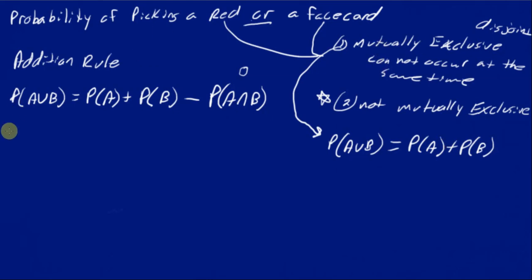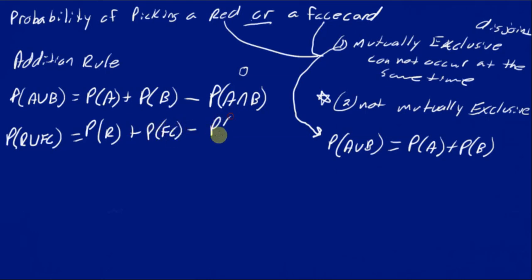So we've got the probability of a red card, or a face card, which is going to equal the probability of it being red plus the probability of it being a face card minus the probability that it is a red and a face card at the same time. So a red and a face card.